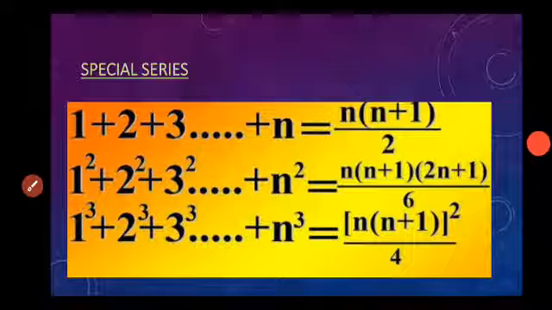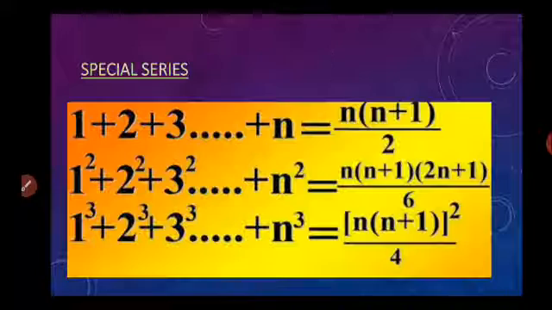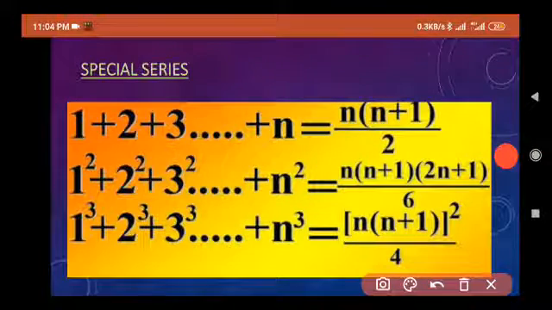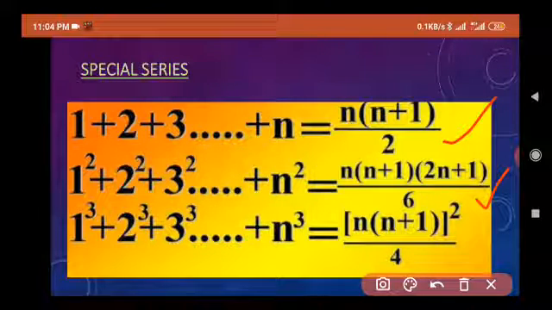Now some special series are there. If we want to add 1 plus 2 plus 3 dot dot dot up to n, one formula is there for this: n times (n plus 1) divided by 2. And if we want to add 1 square plus 2 square plus 3 square dot dot dot up to n square, one formula is there for this also: n times (n plus 1) times (2n plus 1) by 6. If we have 1 cube plus 2 cube plus 3 cube dot dot dot plus n cube, then it is n times (n plus 1) whole square upon 4.